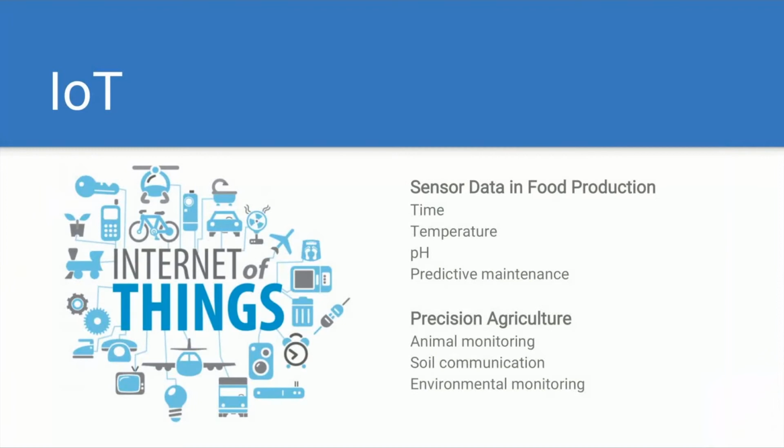Another really interesting area that's generating a lot of data is the Internet of Things. So the idea that any physical device can be connected to the internet or connected to some sort of server and can be transmitting and communicating information in real time. So an example is sensor data in food production. You can be doing environmental monitoring. You can be monitoring in real time the time, temperature, pH of your food production environment. You can be monitoring the actual food matrix itself, depending on what you're producing.